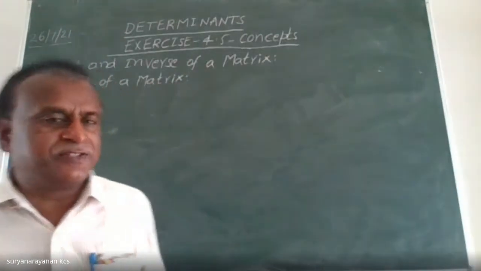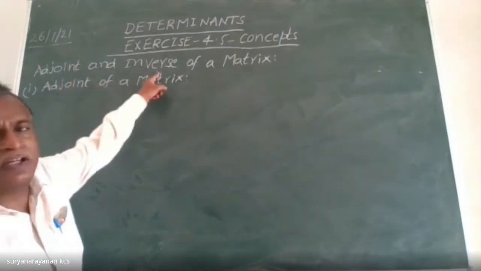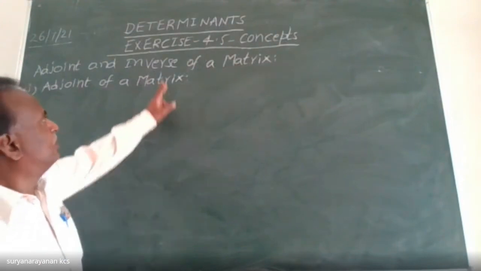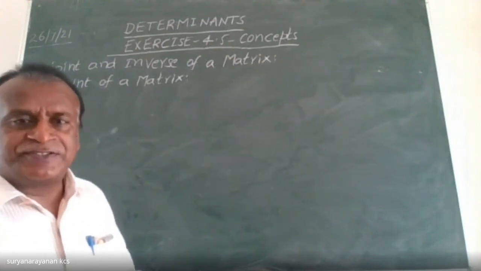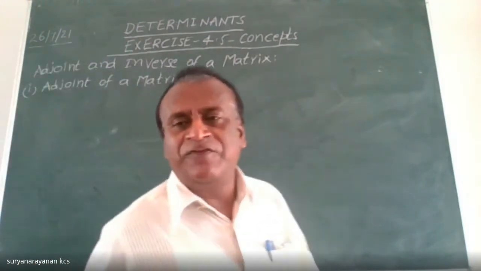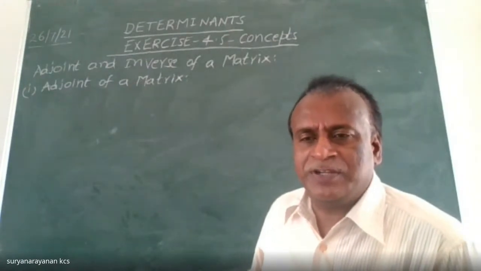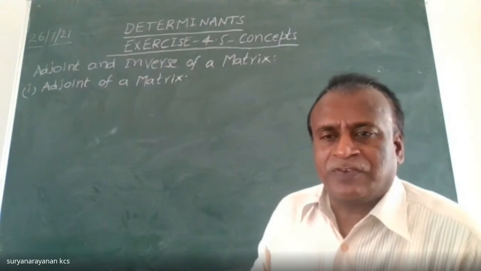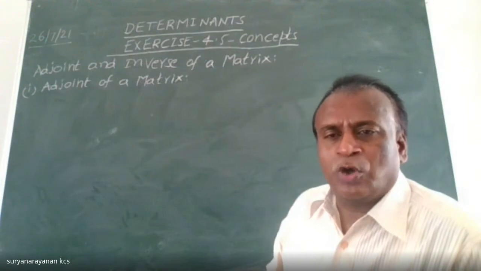In this exercise, we are going to discuss adjoint and inverse of a matrix. What is meant by adjoint of a matrix and how to find inverse of a matrix. In the previous exercise, we found inverse of a matrix by using elementary transformations. Do you remember that point? Yes, sir. That is one method for finding inverse of a matrix: elementary transformation, row operations.